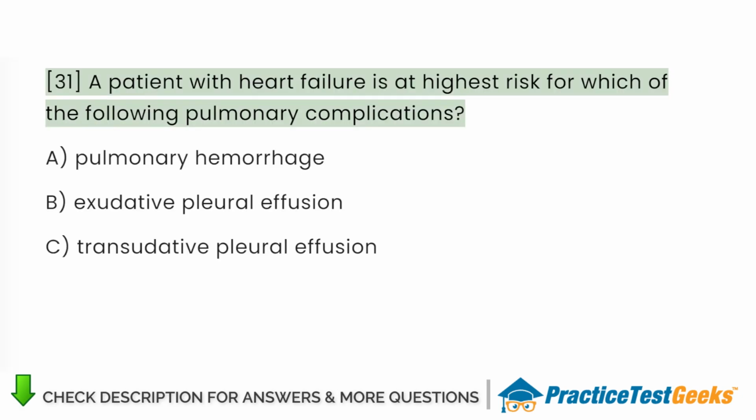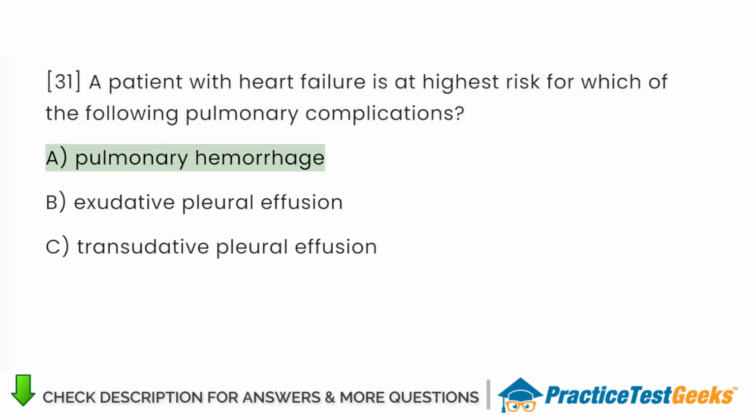A patient with heart failure is at highest risk for which of the following pulmonary complications? A. Pulmonary hemorrhage. B. Exudative pleural effusion. C. Transudative pleural effusion.